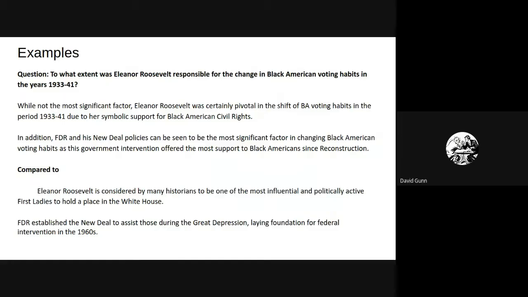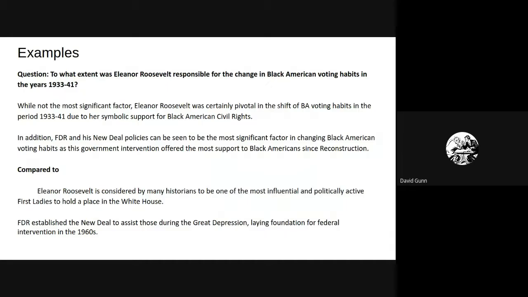It's actually an argument. Another example is, your second paragraph on FDR and the New Deal could be, in addition, FDR and his New Deal policies can be seen as the most significant factor in changing Black American voting habits, as this government intervention offered the most support to Black Americans since Reconstruction. So it's actually giving the basis of your argument there, and it's kind of prioritizing, isn't it? It's saying this is the most important factor. Similarly, you might have another paragraph and you say, this, while not as important as the New Deal, X was also a factor, so it's just giving you another opportunity to prioritize and kind of analyzing your essays.